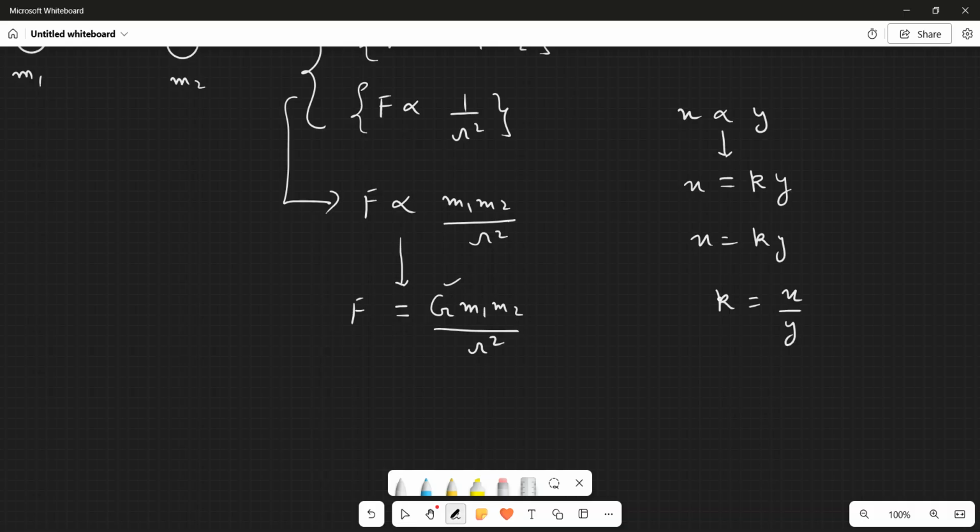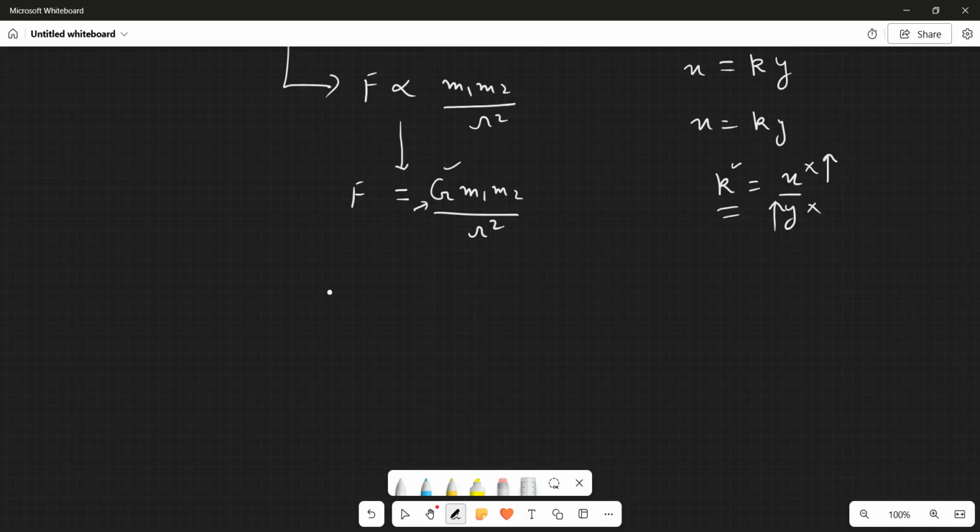The important point to note is that this k does not depend on x and does not depend on y. If we increase x, k will not increase. If we increase y, k will not decrease, right? So it is independent, and that is why it is called the proportionality constant. Here we have the universal gravitational constant, and it is a proportionality constant. So according to Newton, we obtained F is equal to G into m1 m2 by r square.